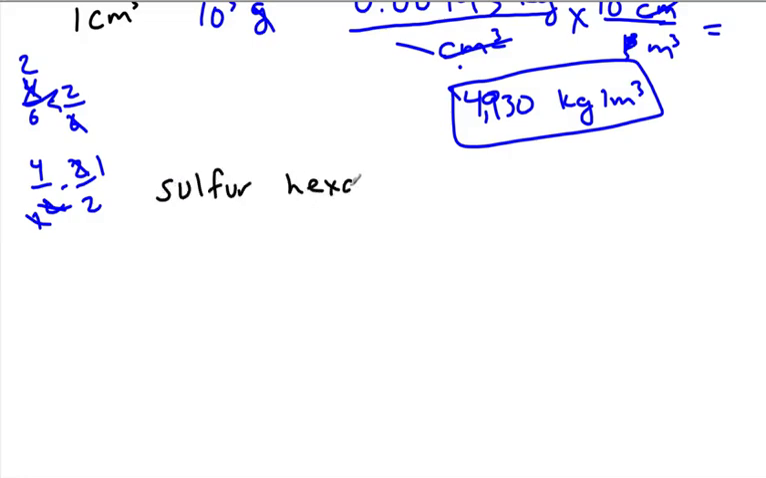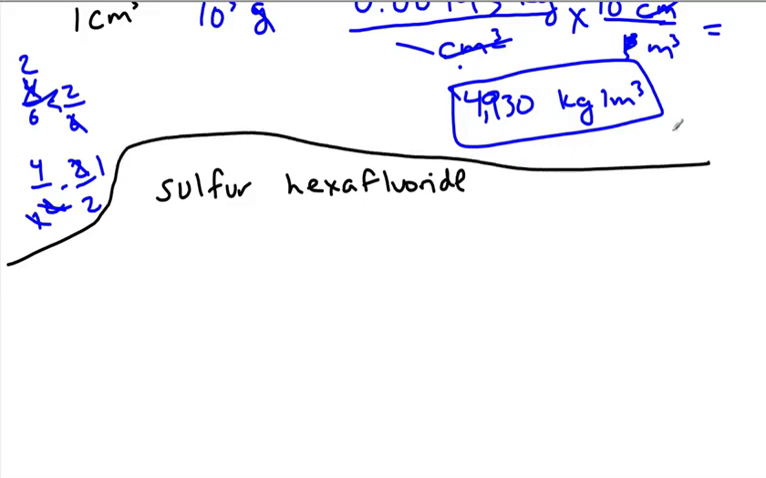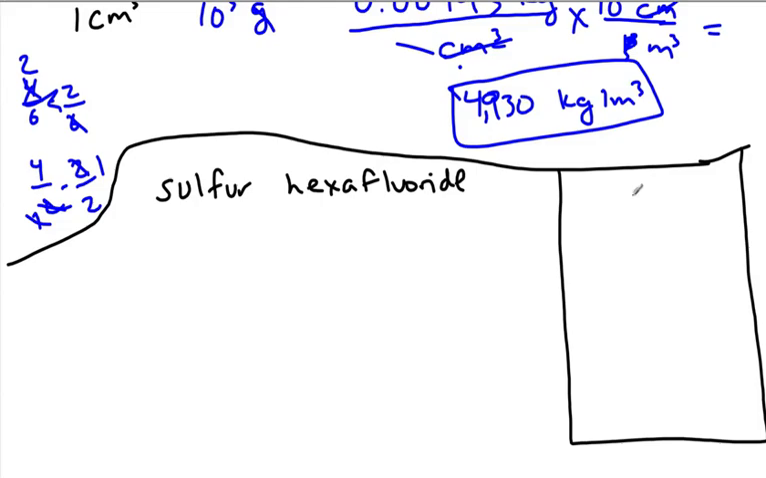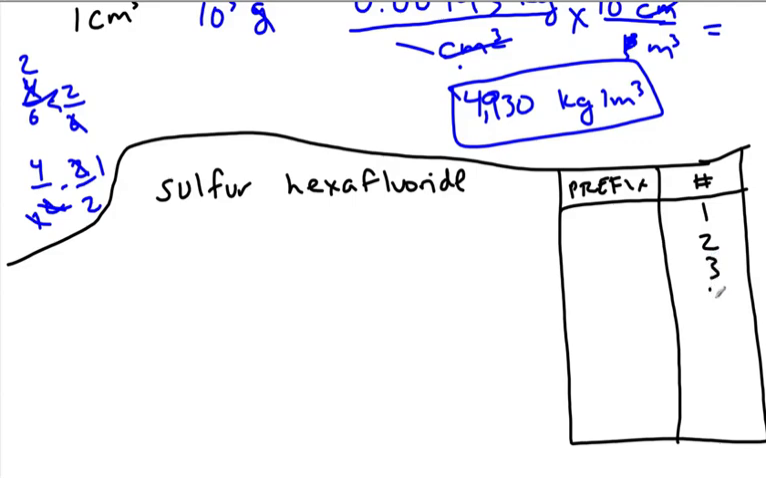Sulfur hexafluoride. That's the first compound that we're given. We have to try to name it. Well, let's use this little conversion thing that we're going to try to think of right now. Let's see if you can sit there with me and we can figure out these prefixes and the number that they associate with. So I'm going to type prefix, and then number. And I'm going to go 1, 2, 3, 4, 5, 6, 7, 8, and then 9.